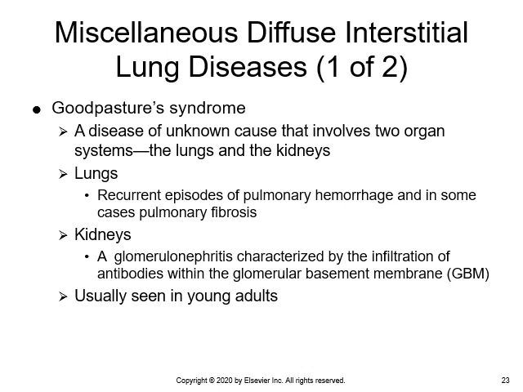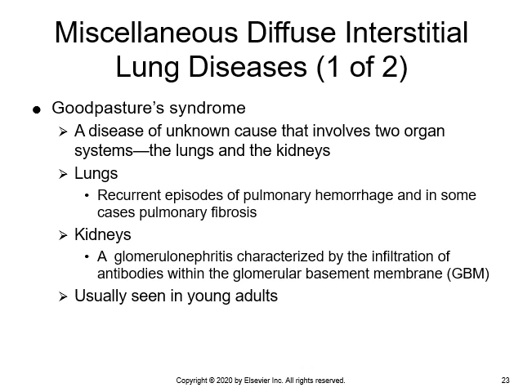Miscellaneous diffuse interstitial lung diseases. Goodpasture syndrome. Goodpasture syndrome is a disease of unknown cause that involves two organ systems, the lungs and the kidneys. In the lungs, there are recurrent episodes of pulmonary hemorrhage and hemoptysis, and in some cases pulmonary fibrosis, presumably as a consequence of episodes of pulmonary bleeding.